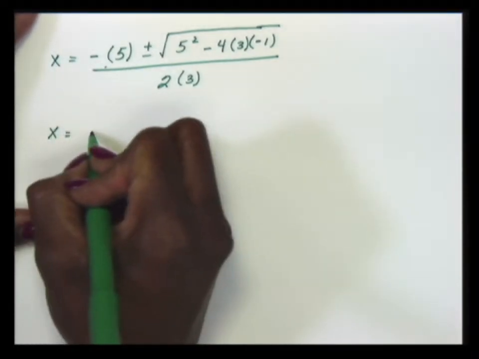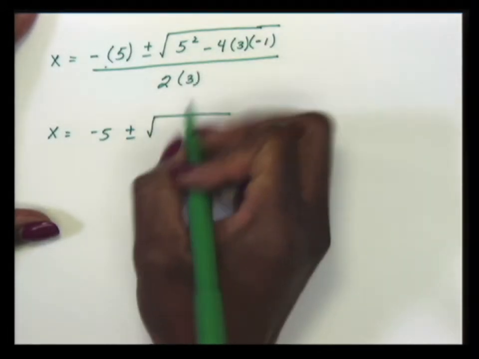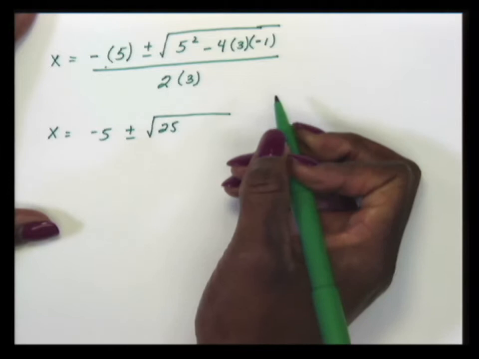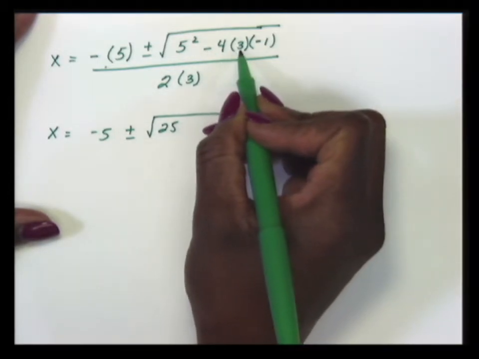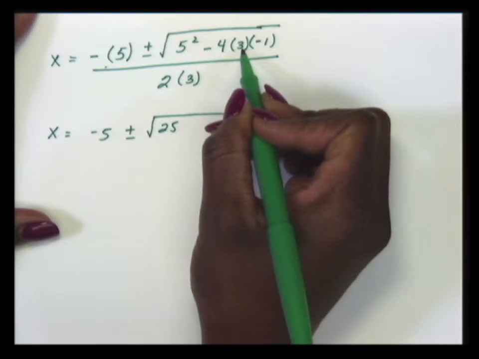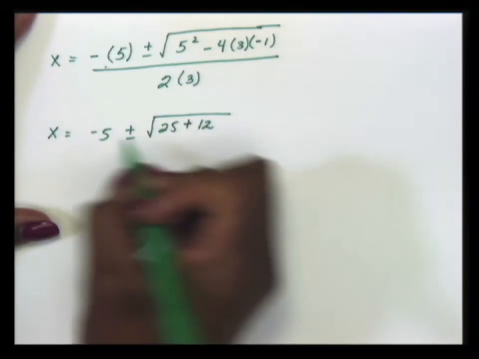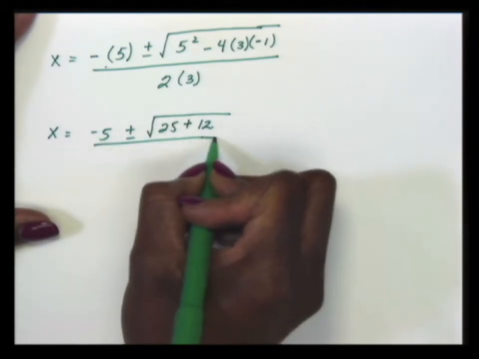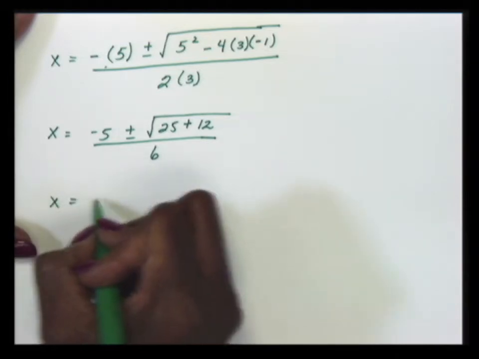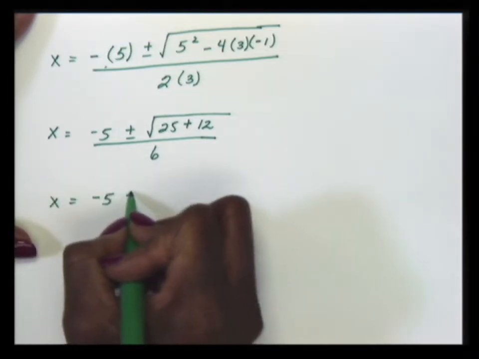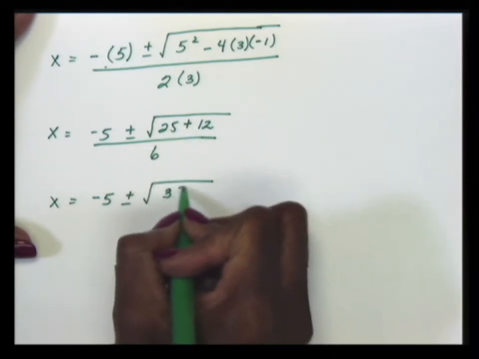So x is equal to negative 5 plus or minus the square root of 25. Then we take the sign in front. Negative 4 times 3 gives us negative 12. Negative 12 times negative 1 is a positive 12, all over 6. So x is equal to negative 5 plus or minus the square root of 37.